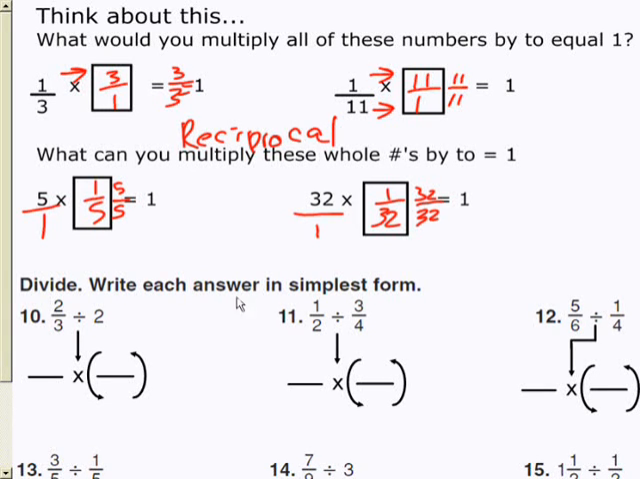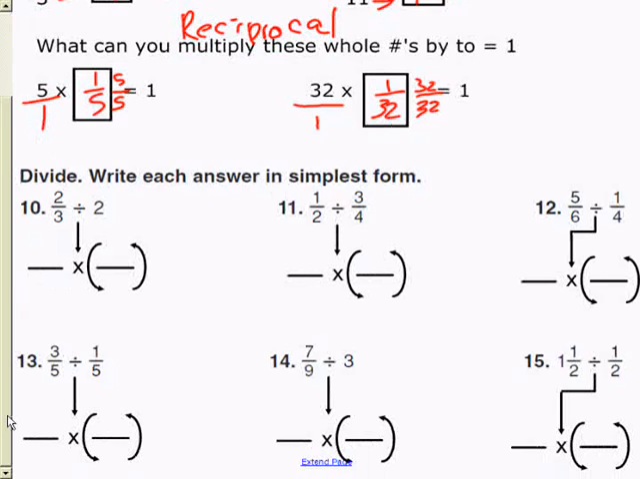And of course, everything that I'm doing, you should be doing in your packet as well. A reciprocal is when you just flip the numerator and the denominator upside down. And then when you multiply a number by its reciprocal, it will always equal 1. And so we're going to be using that today as we divide. And in math, a lot of times we do inverse relationships. That means the opposite. So if you do the opposite of an opposite, that will keep things equal or the same.